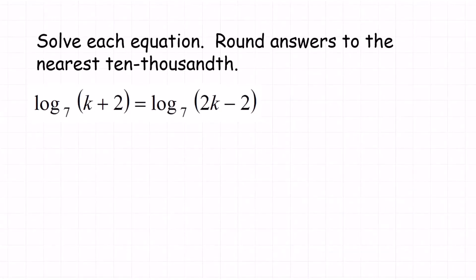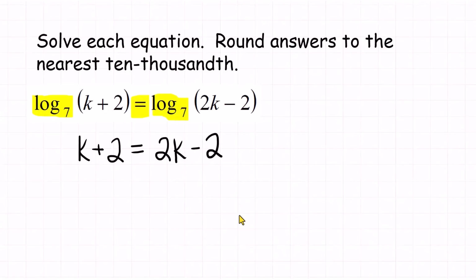This one, oh, these are so fun. If you see something where the logs are matching and they're telling you that these two sides are equal, the only way that could happen is if k plus 2 equals 2k minus 2. And now it's an Algebra 1 problem. Do you see the magic of that?